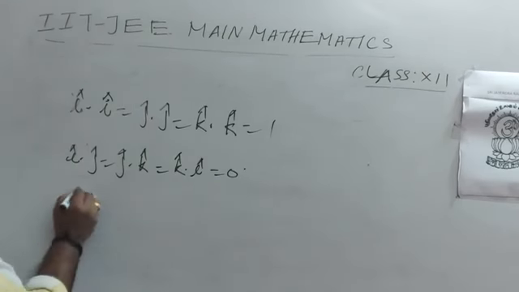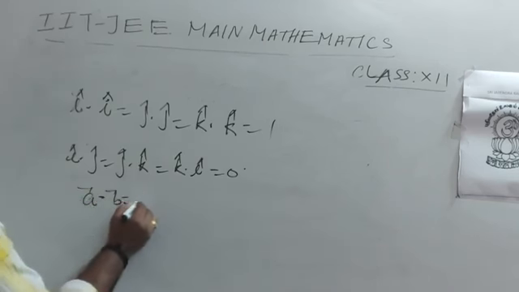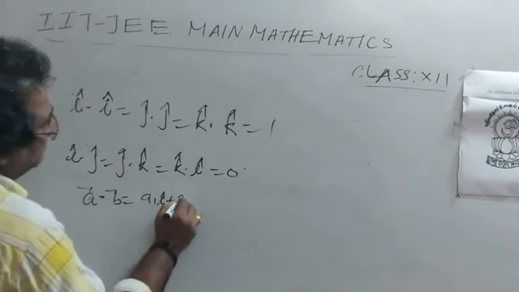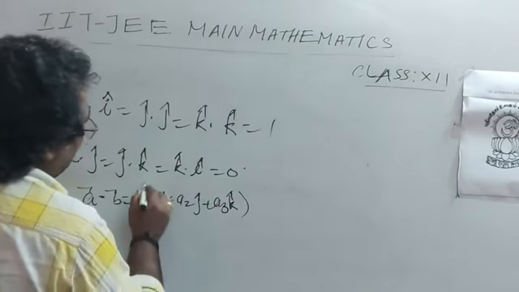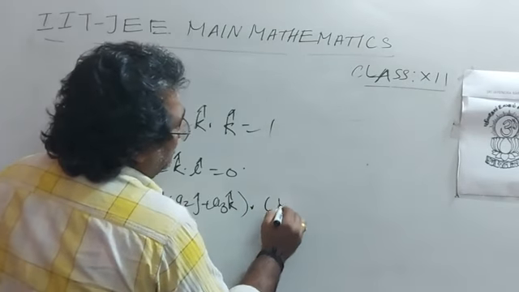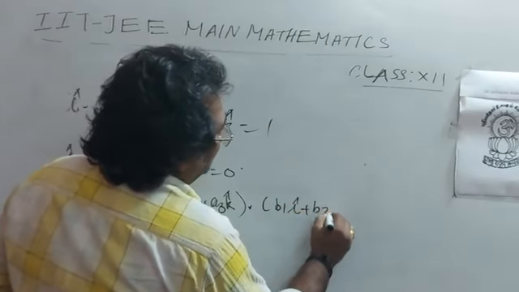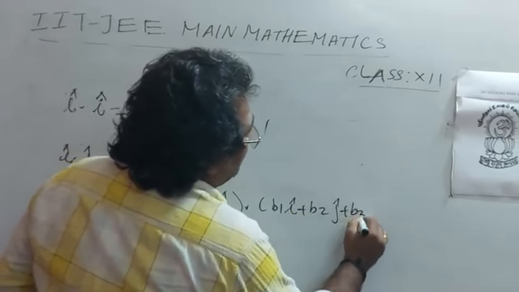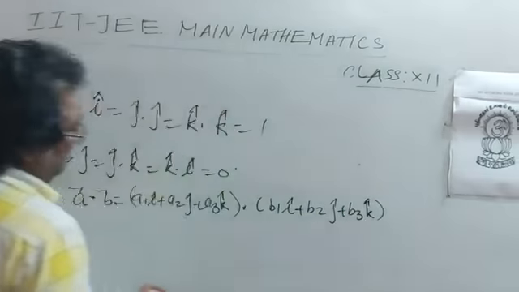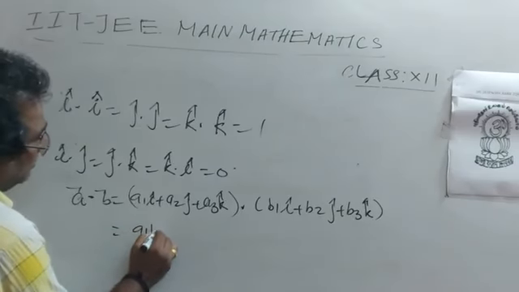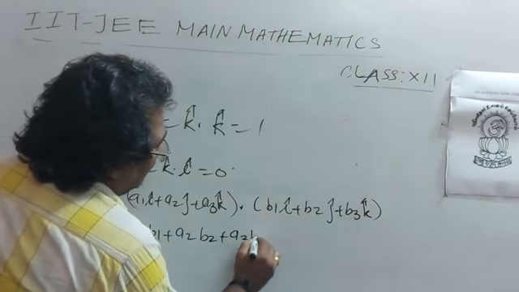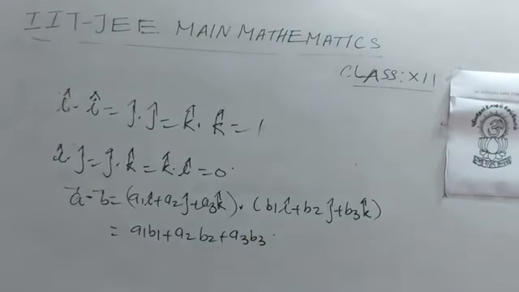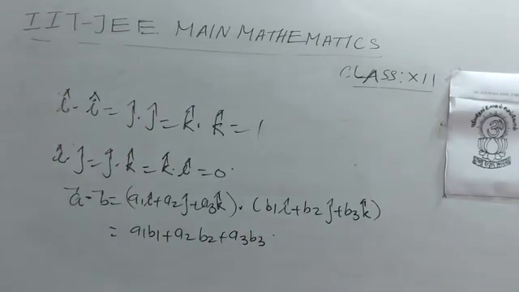So A vector dot B vector, you take A vector as A1 I plus A2 J plus A3 K dot B1 I plus B2 J plus B3 K equal to A1 B1 plus A2 B2 plus A3 B3.